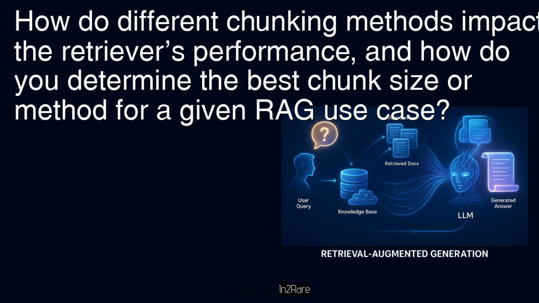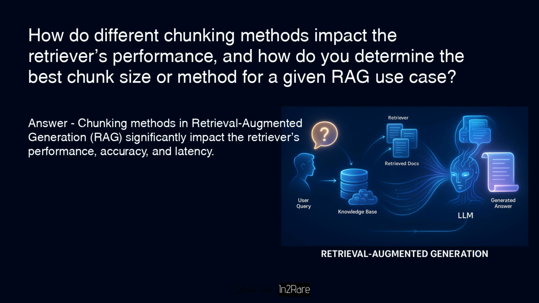How do different chunking methods impact the retriever's performance, and how do you determine the best chunk size or method for a given RAG use case? Answer: chunking methods in retrieval augmented generation (RAG) significantly impact the retriever's performance, accuracy, and latency.